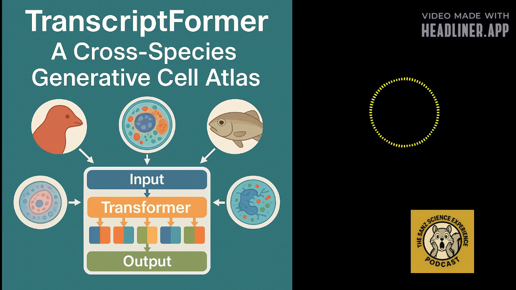So, okay, how do they even build something with this kind of universal understanding? The TranscriptFormer model was trained on just an unprecedented amount of data. We're talking up to 112 million cells from 12 different species and encompassing a staggering 1.53 billion years of evolutionary history. I mean, that scale alone is pretty hard to wrap your head around.